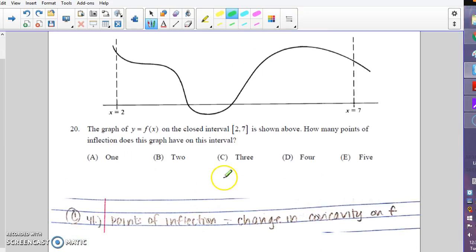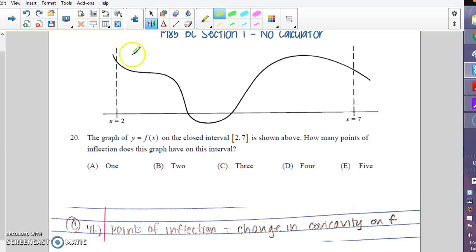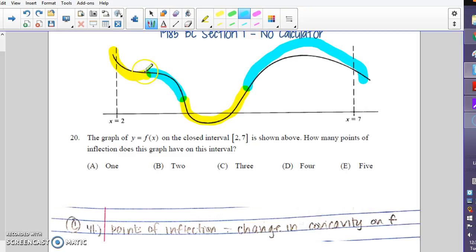And this will be the last one that we talk about, but this is where you're talking about things changing concavity. I would say concave up, concave up, concave down, probably concave down. So 1, 2, 3 places, 3 points of inflection. There's 4 different types of concavity, but 3 places where that concavity changes, and that's what you need for a point of inflection.